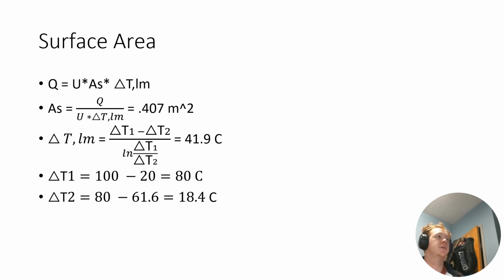The change in temperature log mean has an equation. As you can see, I listed it out. And I listed T1 and T2. T1 is the inlet of the hot temperature minus the inlet of the cold temperature. T2 is the exit of hot oil minus the exit of the water. As you can see, I got those values and then solved.